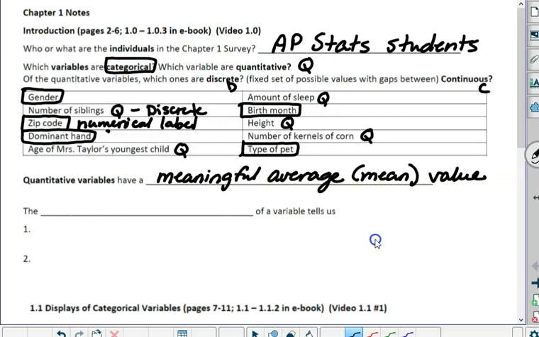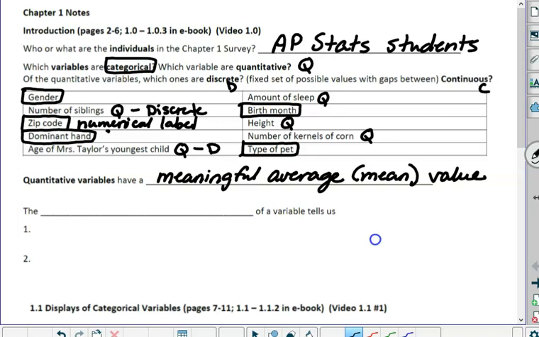The age of Mrs. Taylor's youngest child. Probably in the way I'm defining it, discrete, okay? It would not make sense that the age of my youngest child would be, well, there's pretty much a range of values that make sense. Like my youngest child is not going to be 82 years old. And I'm not asking for half years, so we'll call this one discrete as well.